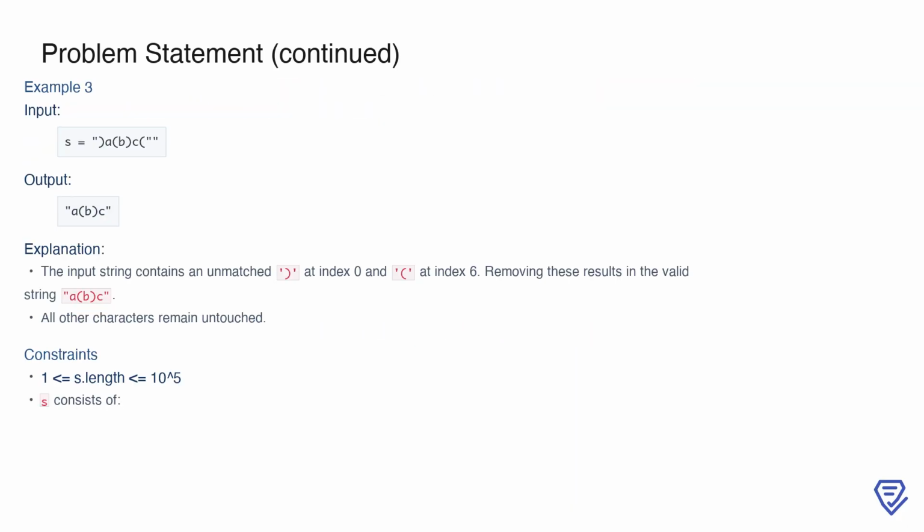Now let's look at the input S equals A, B, C. The output here is A, B, C. In this case, we have two unmatched parentheses, the closing parenthesis at index 0 and the opening parenthesis at index 6. Removing both of these parentheses results in a valid string where all remaining parentheses are balanced. Notice that all the other characters, including the lowercase letters, stay in their original positions in the output.